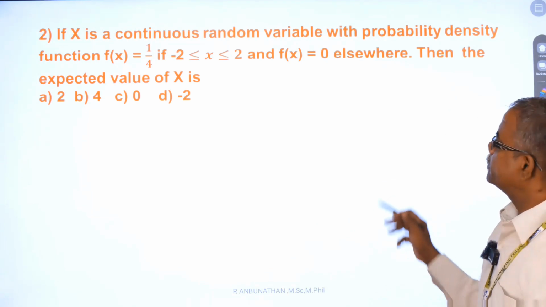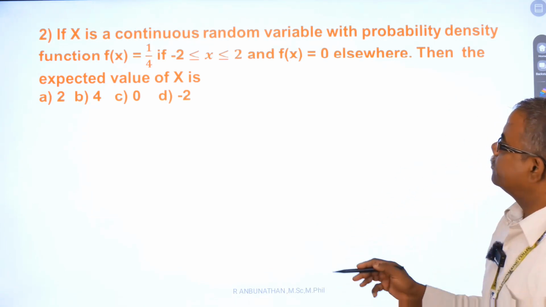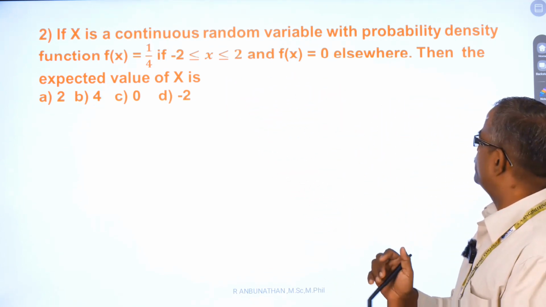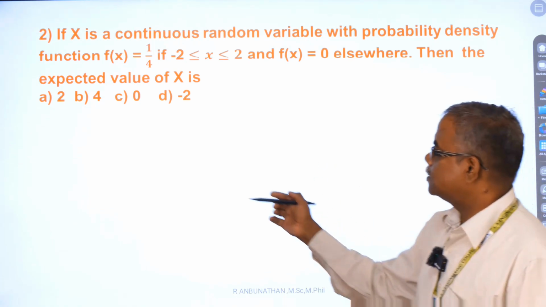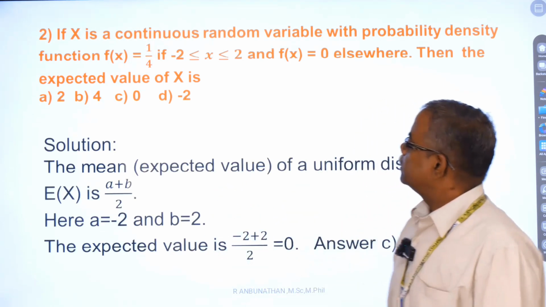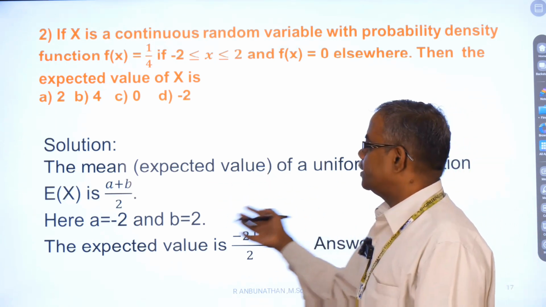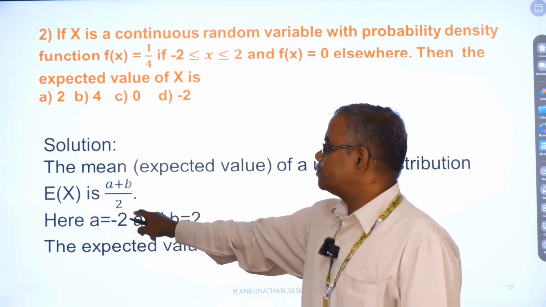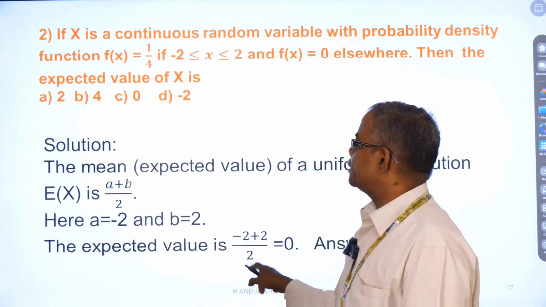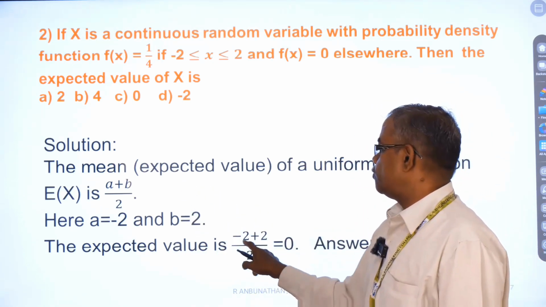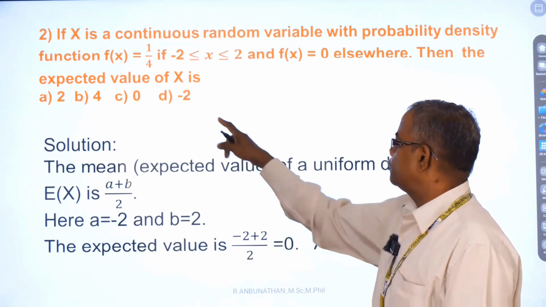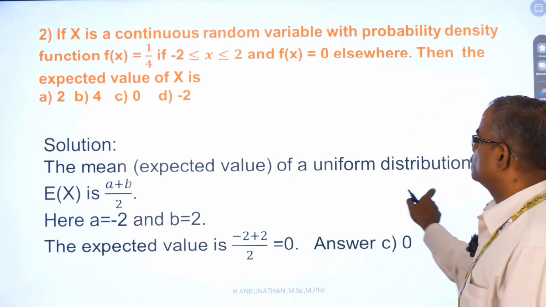Next, x is a continuous random variable with the probability density function f of x equal to 1 by 4 for minus 2 to 2, and f of x equal to 0 elsewhere. Then the expected value of x is asked. The expected value formula is a plus b by 2. Here a is minus 2 and b is 2. Therefore the expected value is (minus 2 plus 2) divided by 2, which is 0. Therefore the answer is C, 0.